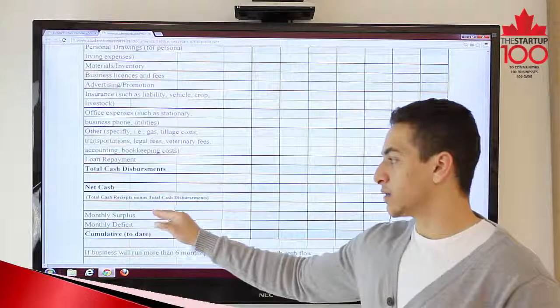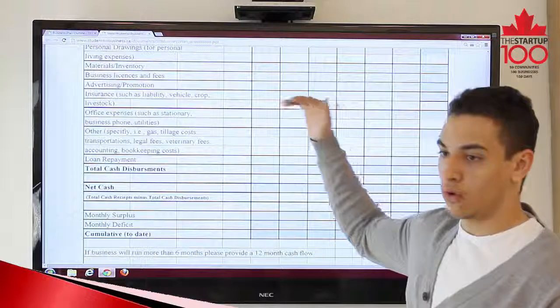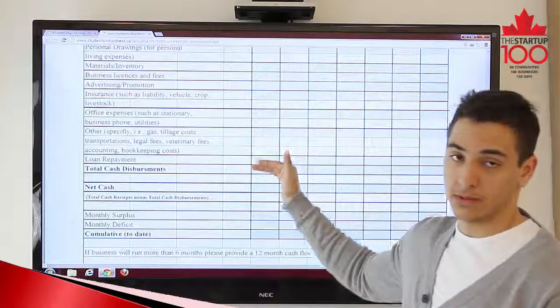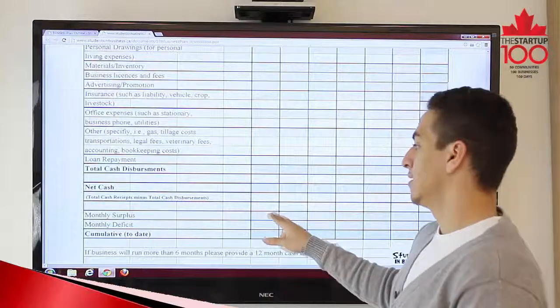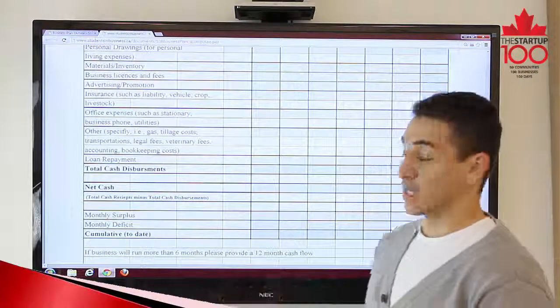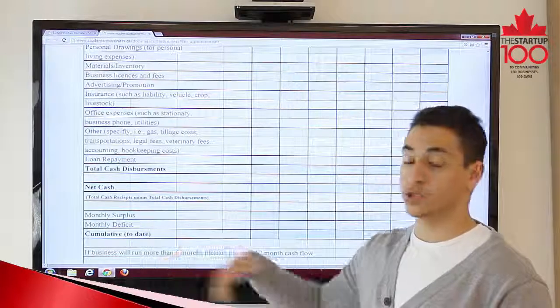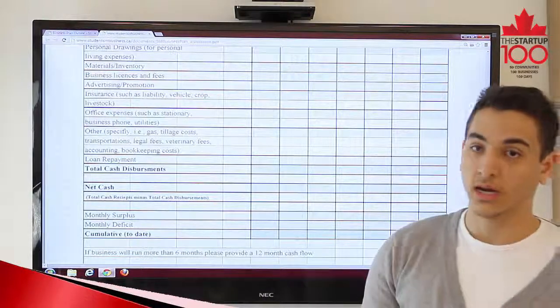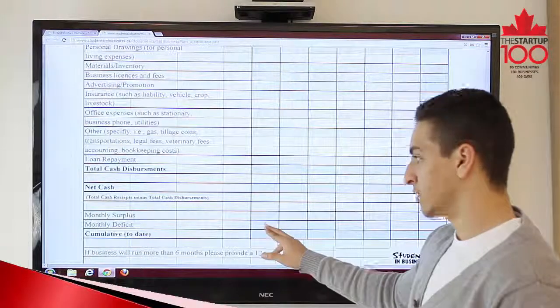If it's a monthly surplus, that means you're making money. That means you have more cash receipts than cash disbursements. Any money that is extra in your business, that's where you put it. Monthly surplus. Monthly deficit is the total opposite. If you lost money and your expenses are more than what you get, unfortunately, that's where you put it.